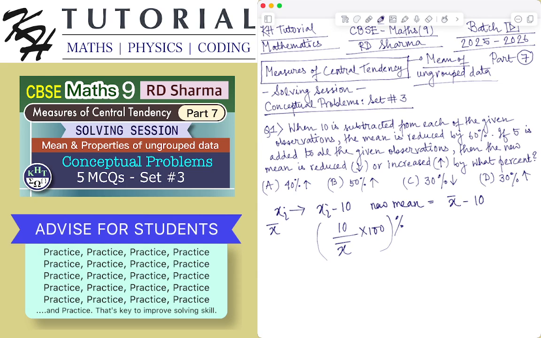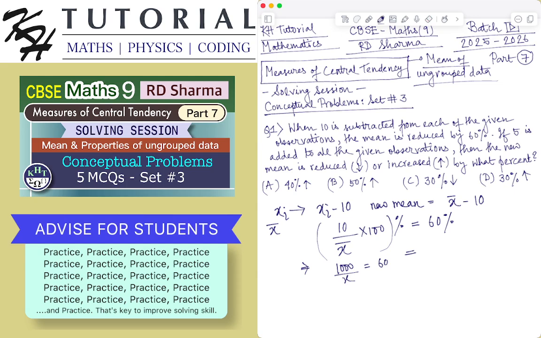So then definitely, what percentage is 10 of the original mean? 10 by x bar multiplied by 100. This is given as 60%. So this implies that 1000 by x bar is equal to 60.